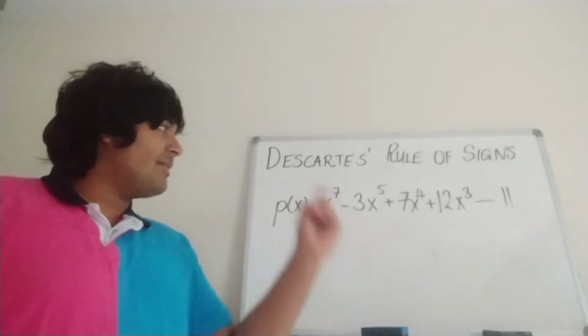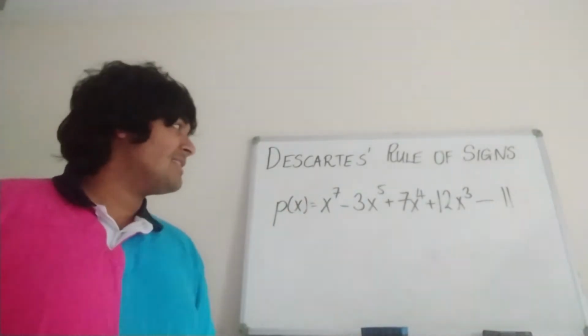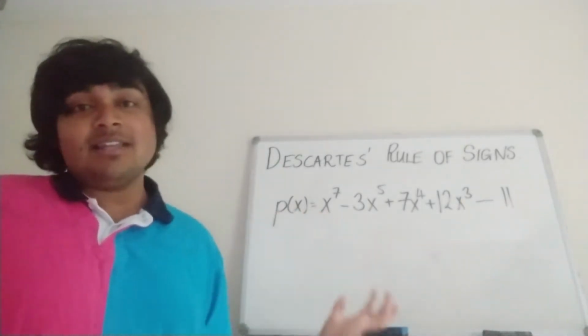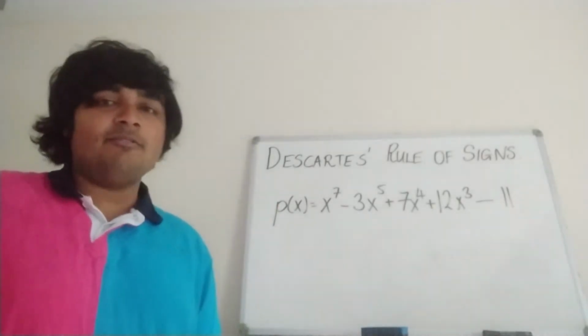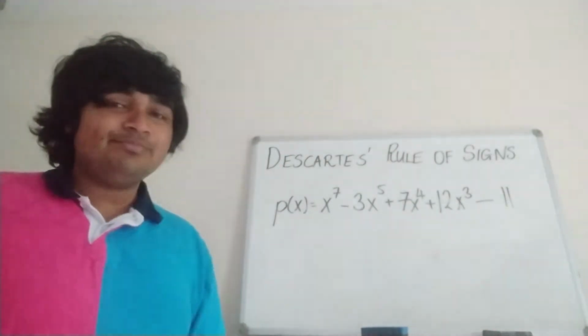Anyway, we have this polynomial p of x that's x to the 7 minus 3x to the 5 plus 7x to the 4 plus 12x cubed minus 11. Now, what we're concerned with is the number of positive real roots of p. So the number of positive real numbers which, when you plug into p, give you 0.